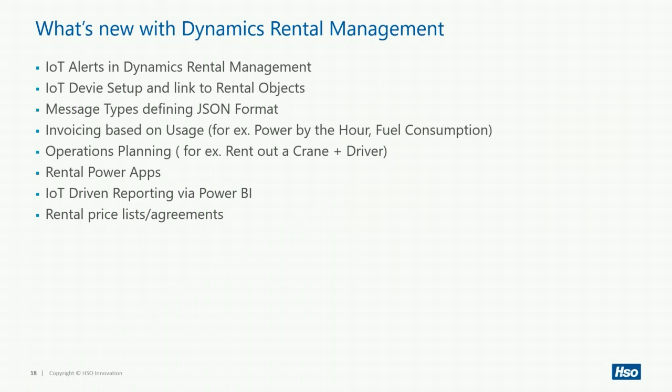Speaking of IoT, we get to the interesting bit, and that's what's new with Dynamics Rental Management. What's new in the latest and greatest development is that we have IoT alerts within Dynamics Rental Management. We can set up IoT devices and link them to a rental object. These IoT devices can have different message types, and message types define which JSON format is being sent to the Azure IoT Hub. The IoT Hub via Logic App transforms that into a clever and smart IoT alert that we can make use of within Dynamics Rental Management.